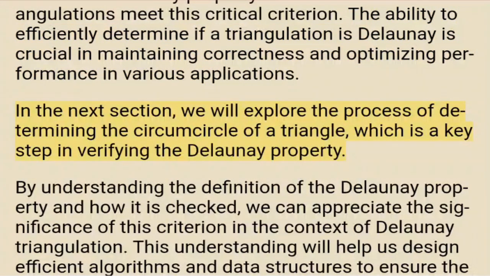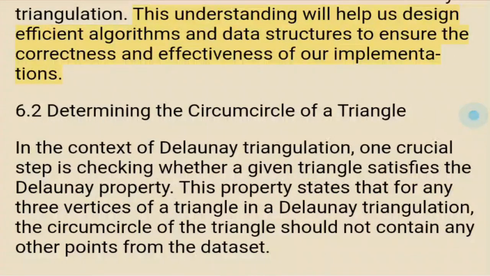In the next section, we will explore the process of determining the circumcircle of a triangle, which is a key step in verifying the Delaunay property. By understanding the definition of the Delaunay property and how it is checked, we can appreciate the significance of this criterion in the context of Delaunay triangulation. This understanding will help us design efficient algorithms and data structures to ensure the correctness and effectiveness of our implementations.